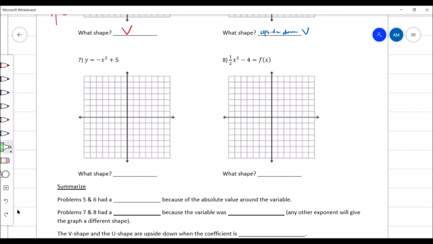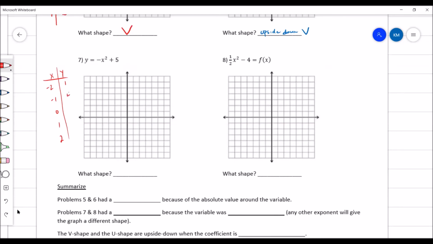Okay, number 7, values X and Y. Nothing's stopping us from using these values, 0, 1, 2. So I'll plug it in. Notice that there's a negative already here. So when we square our values, we've got to make sure it becomes negative. So 2 squared, 4, negative 4 plus 5 is 1. 1 squared is 1, negative 1 plus 5 is 4.